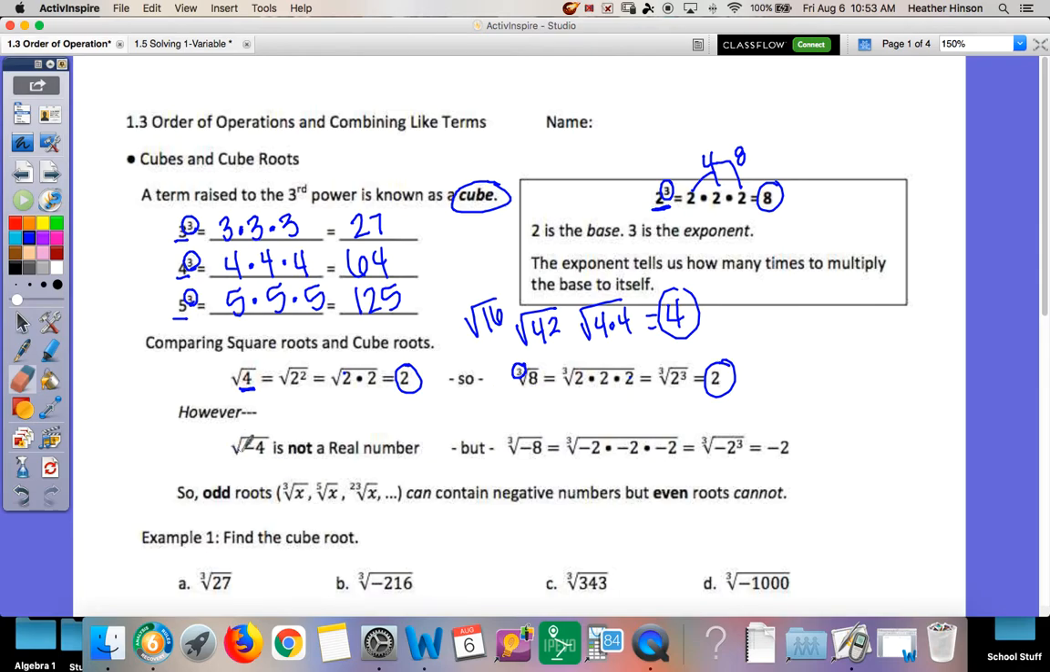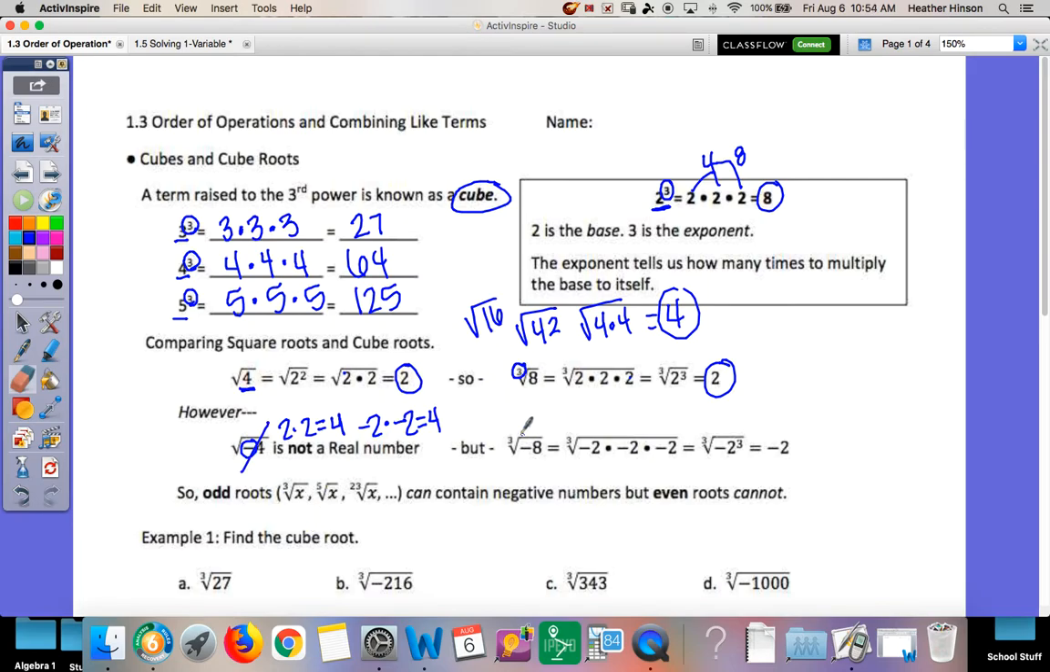Now, you cannot square root negatives because it's got to be a number that multiplies by itself twice to give you that square root. So 2 times 2 is a positive 4. Negative 2 times negative 2 is a positive 4. So none of these are going to give you a negative. So we can't solve that.